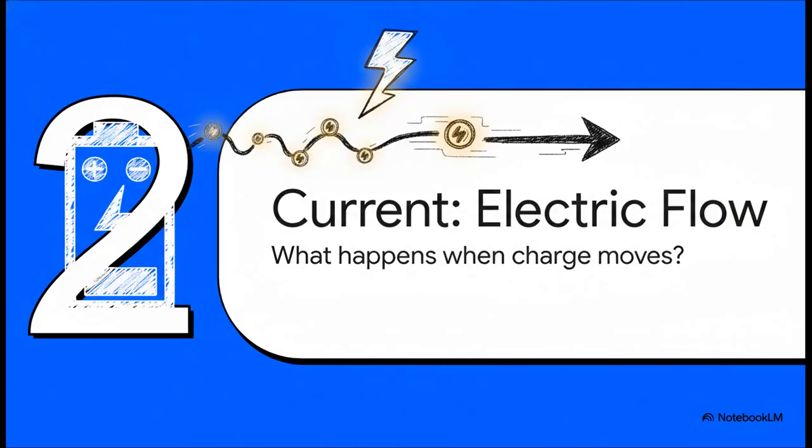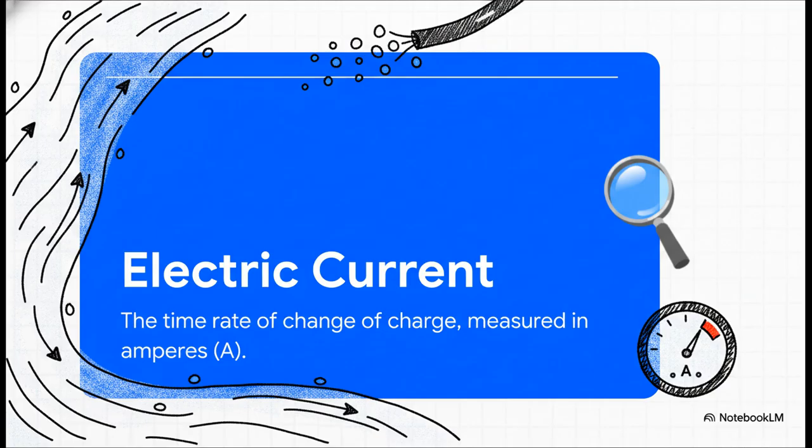Okay, so we've got charge. Now let's get it moving. This brings us to our next key concept, current, the electric flow. So when charge starts moving, we call that an electric current. But it's not just about the fact that it's moving, it's about the rate of that movement. How much is flowing? Think of it like a river. It's not just that water is moving, it's how much water flows past a certain point every second. That rate of flow is what we measure in amperes, or just amps.